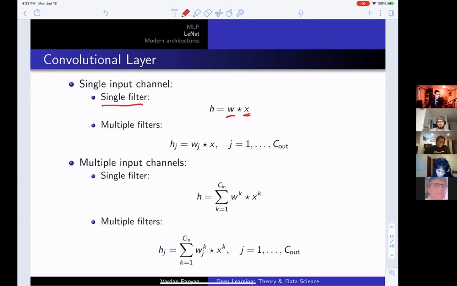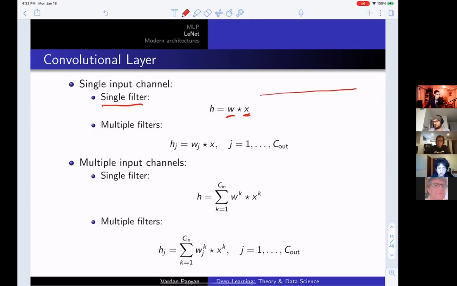Does everyone know what's a convolution? I should have asked. Is there someone? Oh, okay, so there's at least 2 people. Yeah, it's discrete convolution, yeah.